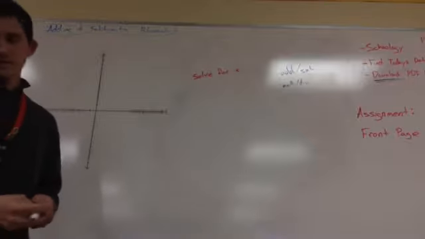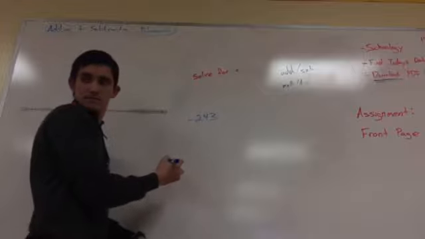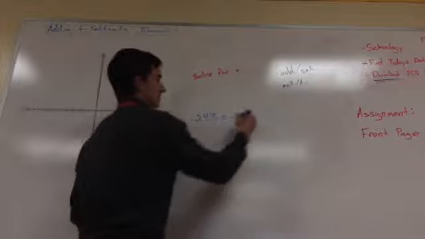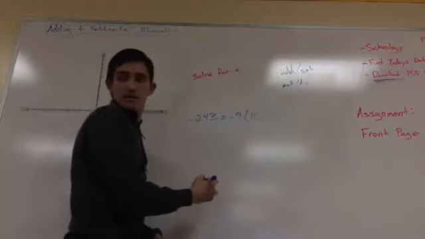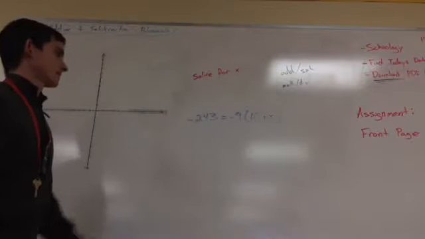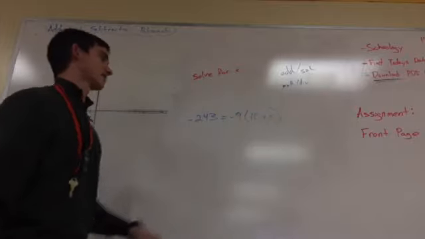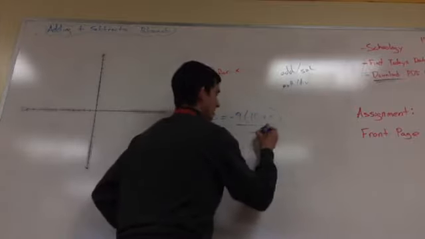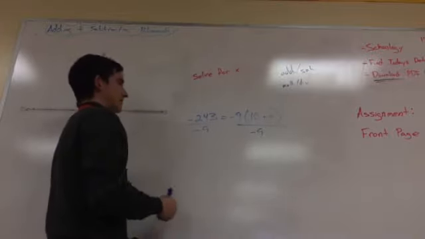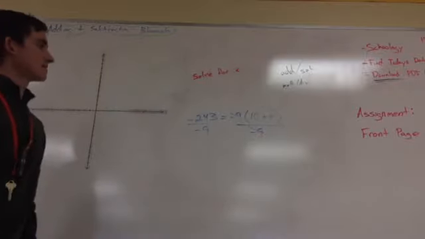And lastly, negative 243 equals negative 9, 10 plus x. Okay. So I'd start off by getting rid of whatever's furthest from the x. So that's a negative 9. So I'm going to divide by, notice it's negative 9 times that stuff, so I'm dividing. The opposite of times is divide. Those cancel. Negative 243 divided by 9.